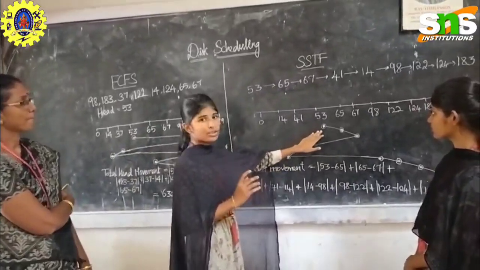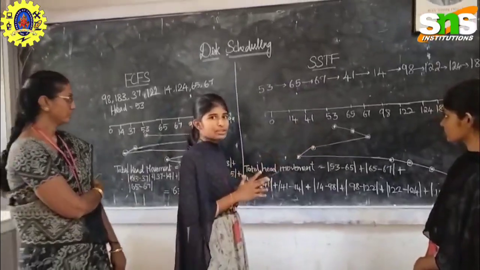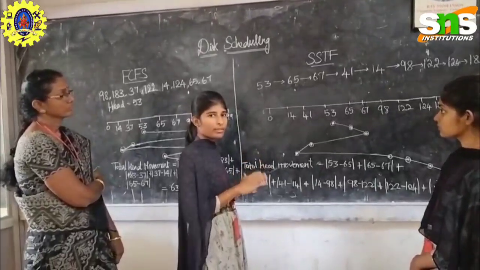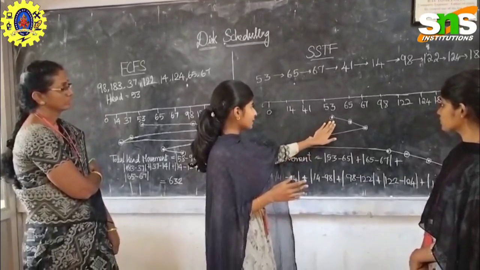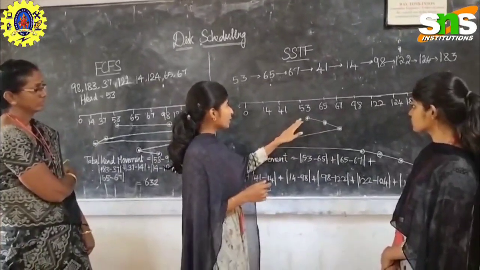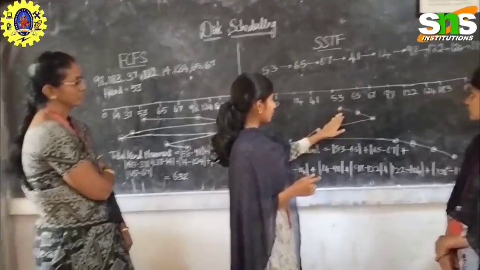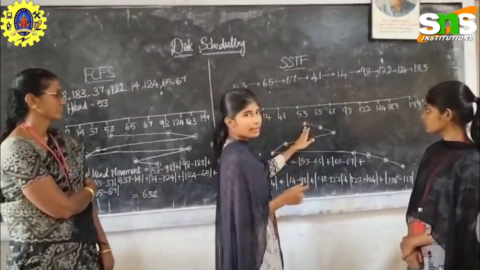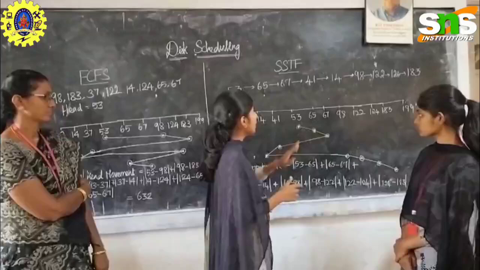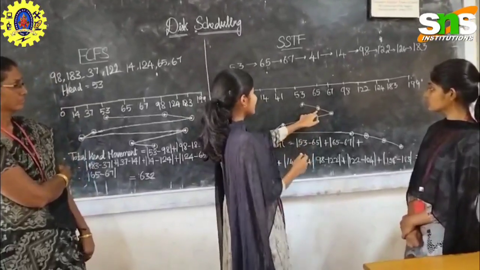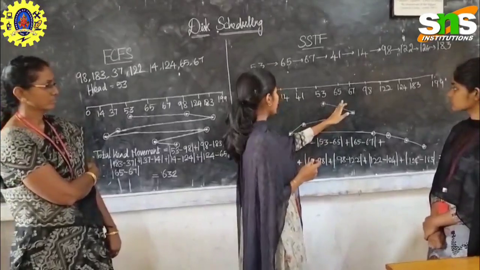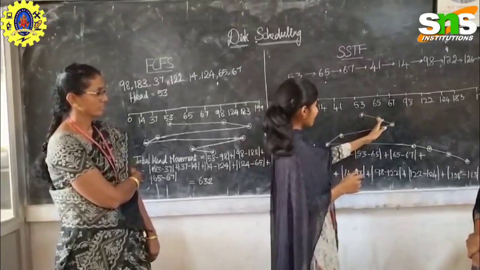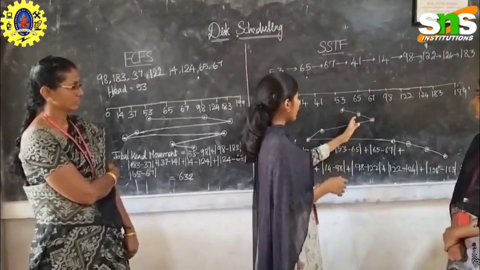Next we check the left and right side of the pointer. By subtracting the values, whichever has the smallest value, we move to that one. Taking 53 as the initial position, we check 65 and 41: 53 minus 65 and 53 minus 41, and whichever has the lesser value, we move to that pointer. Definitely 65 is the nearest, so we move to it. Then the pointer is at 65, so we check 41 and 67. 67 has the smallest value by subtraction, so we move to 67.